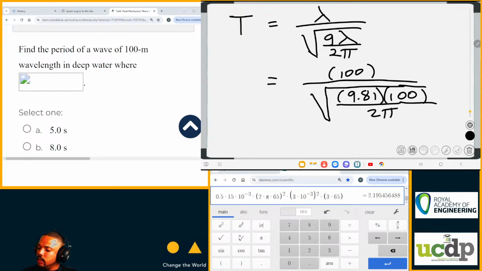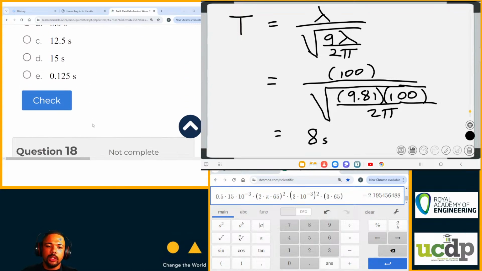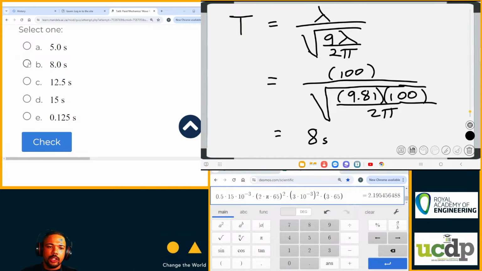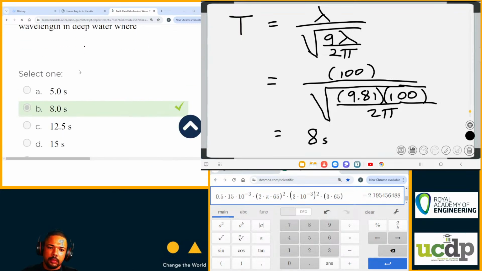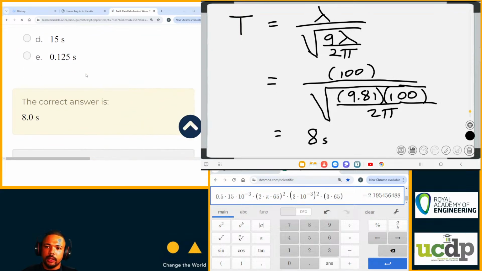If you were to calculate this, I'm not going to do the whole calculation, but if you punch it in on your calculator, you'll find that the answer is 8 seconds. It takes 8 seconds. These are all trivial questions. Well, not trivial, they are easy. Let's check 8. There it is, correct. It's 8.